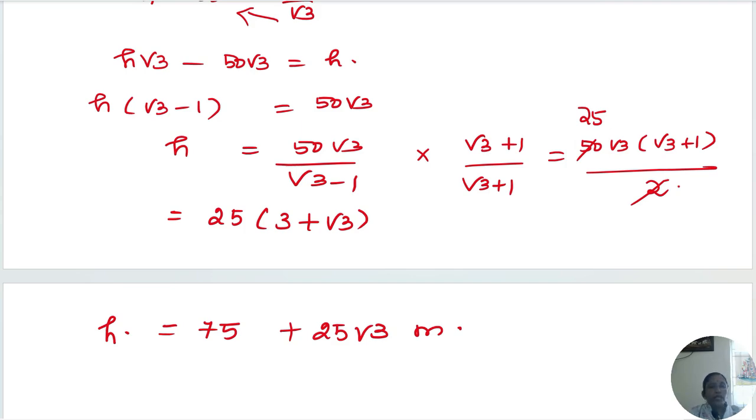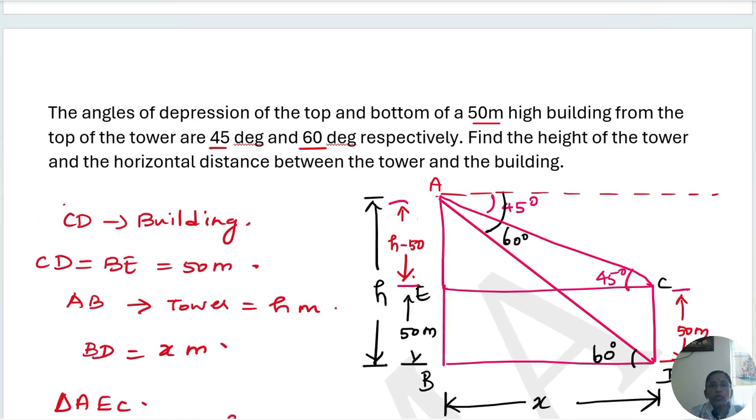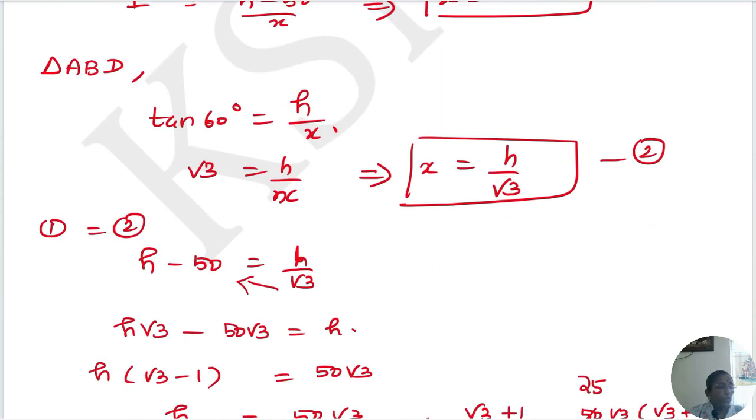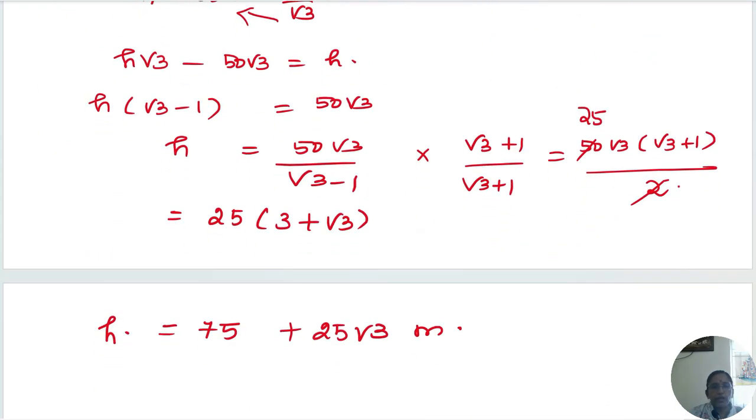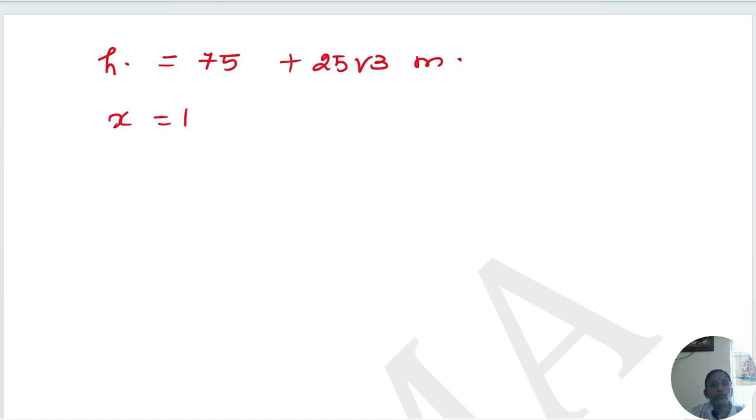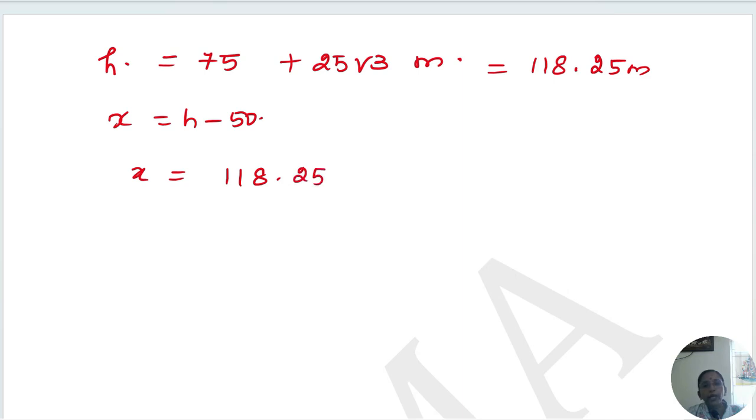That's all. And what is asked in our question? Find the height of the tower. That is one part. The second part is the horizontal distance between the tower and the building. That is our X value. So X is nothing but H minus 50, we know. So X is equal to the H value. If I am supplying my root 3 value, then this will be 118.25 meters. So 118.25 minus 50, which is equal to 68.25 meters. This is the distance between the building and the tower.